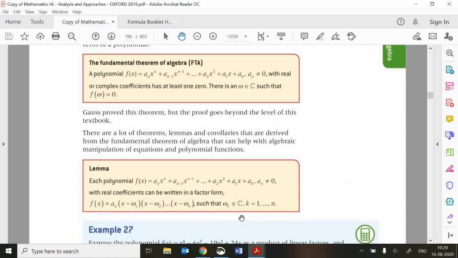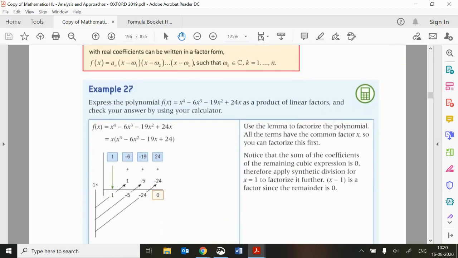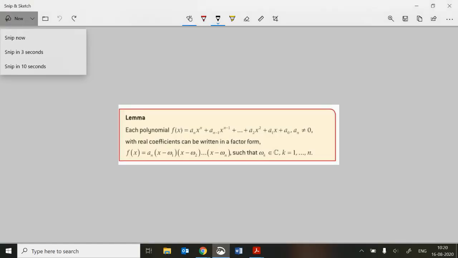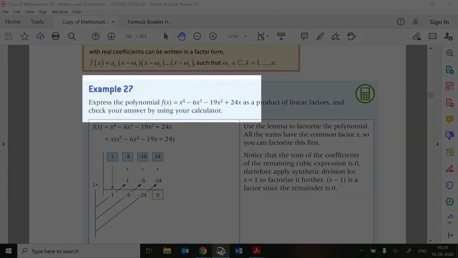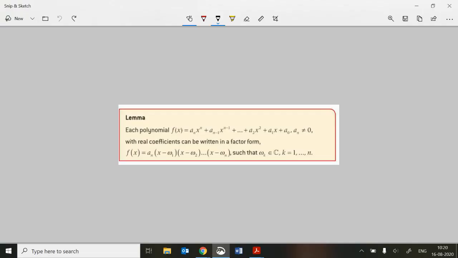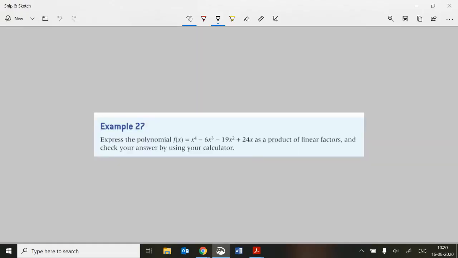Okay, so let's have a look at one of these questions. Now, there is another little extension later on when we deal with complex roots, but we'll deal with that when we get to it. So example 27 says, express this polynomial as a product of linear factors and check your answer by using your calculator. Okay, well, this time it doesn't tell us to divide by any particular linear factor to start off with. So we're kind of stuck at the start here. Where do we go from here?